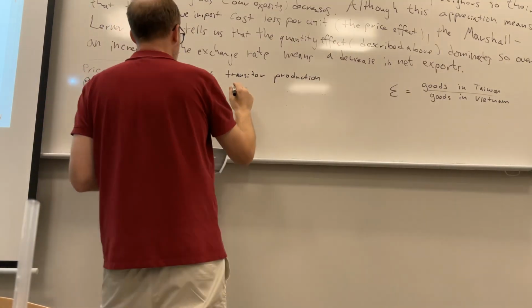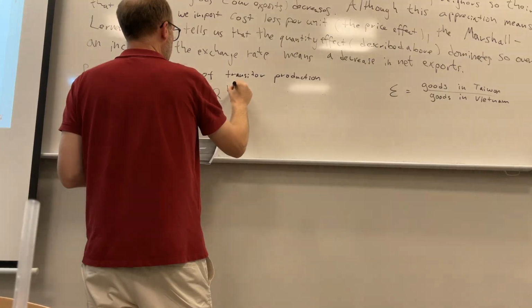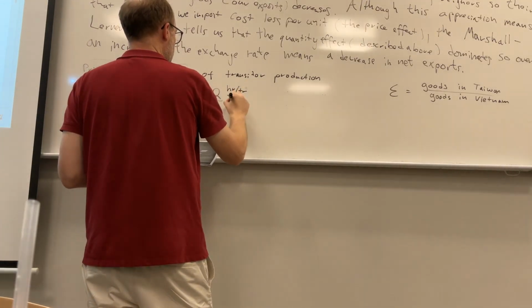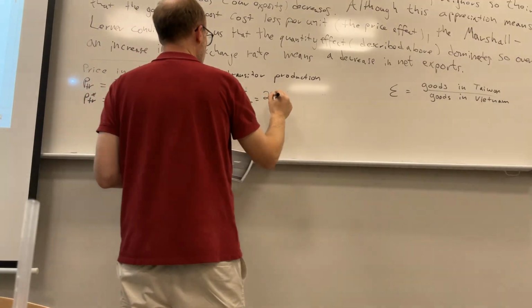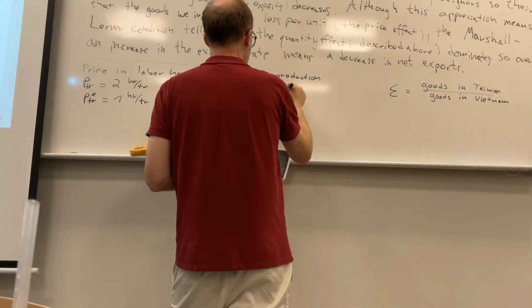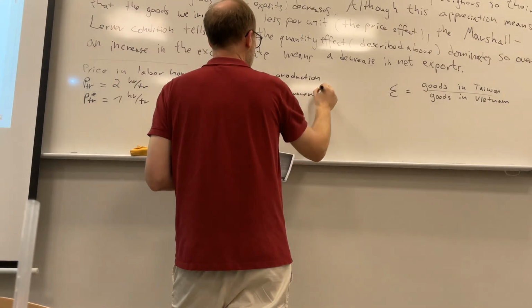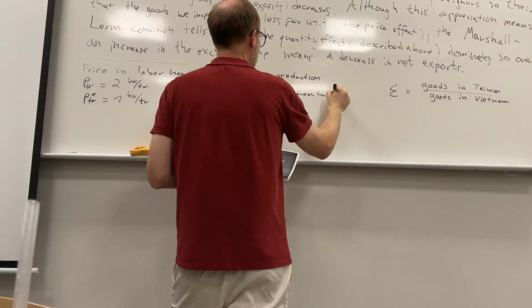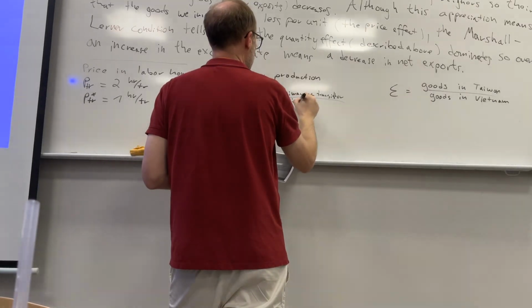Two, and the units here are hours per transistor over hours per transistor star, so 2 Taiwanese transistors per Vietnamese transistor.